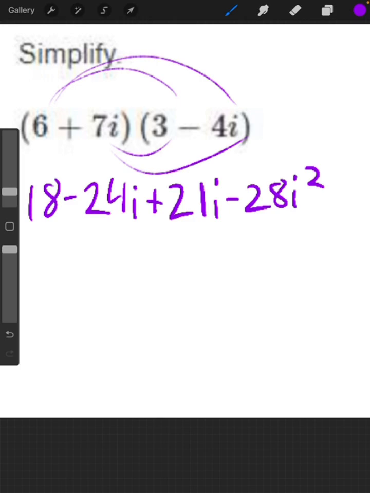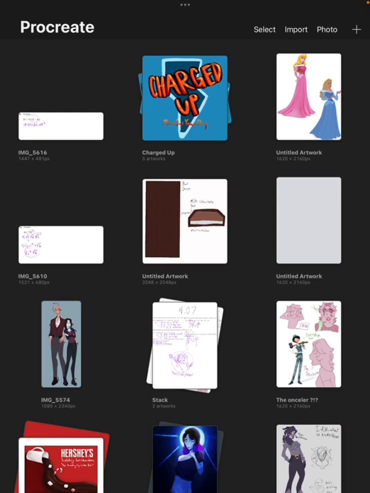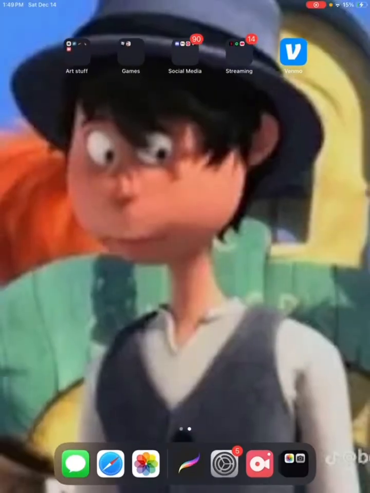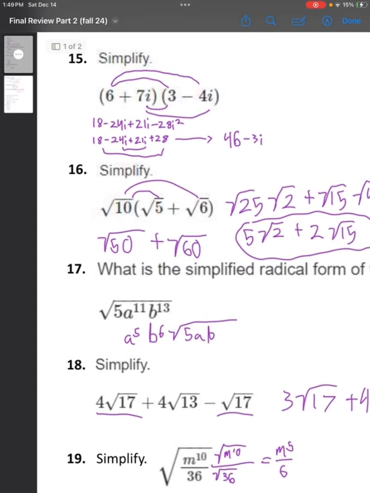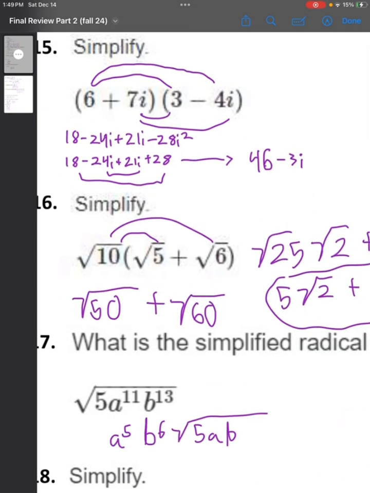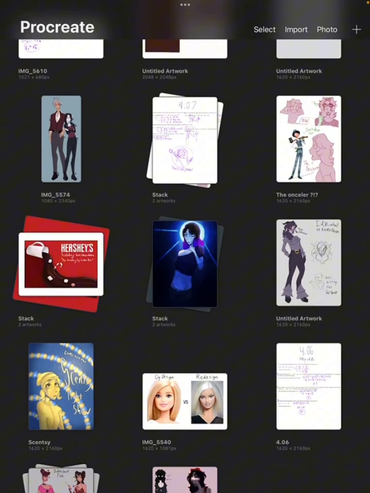So then, oh wait, I need to check something. Ignore all of this, wait, which one was this? Oh wait, I did it in files. Whoopsie. Ignore that. Here it is. Okay, now I know. Ignore these drawings.